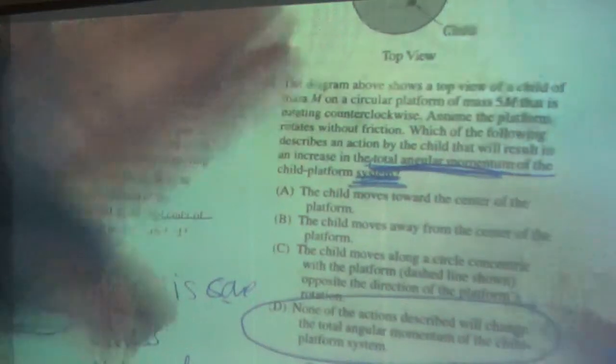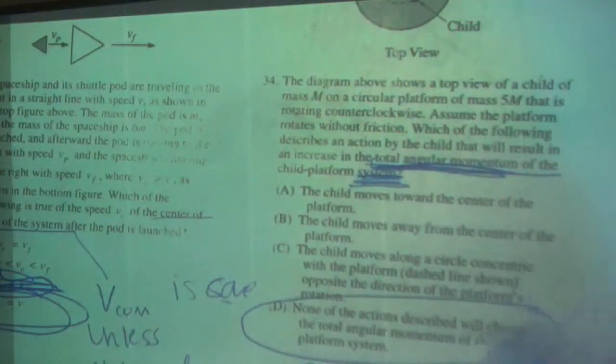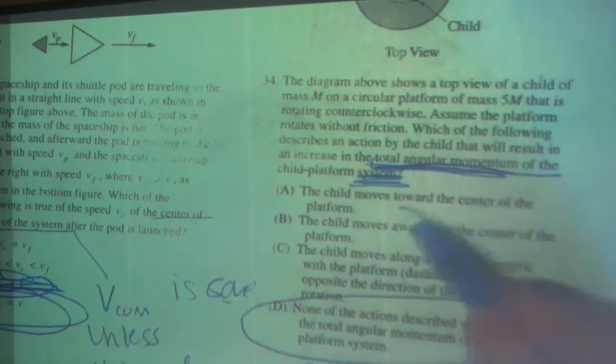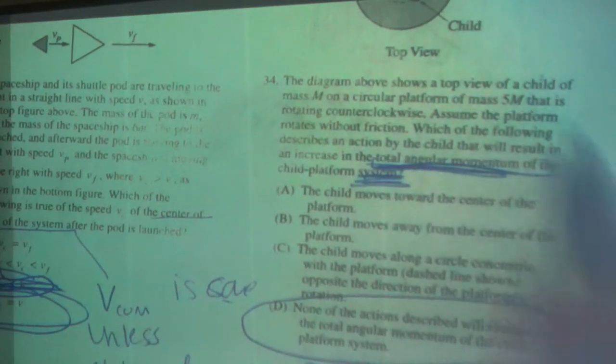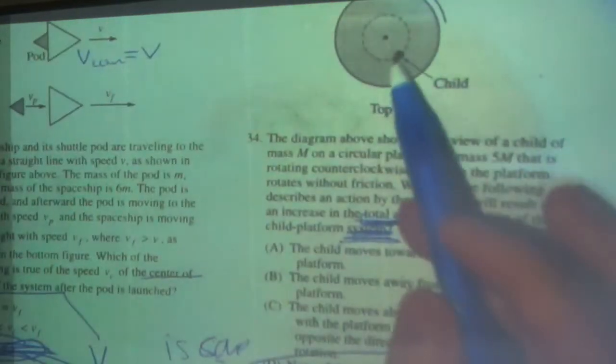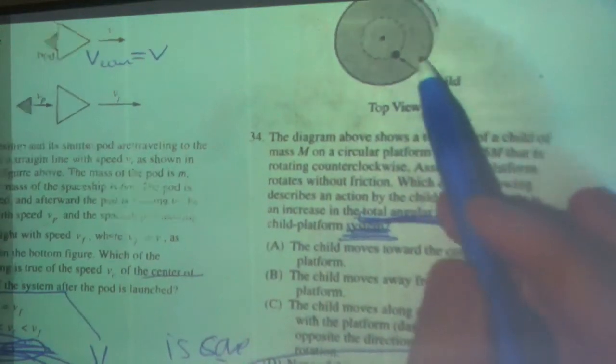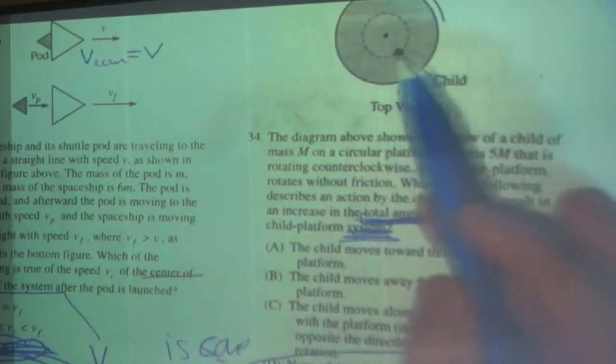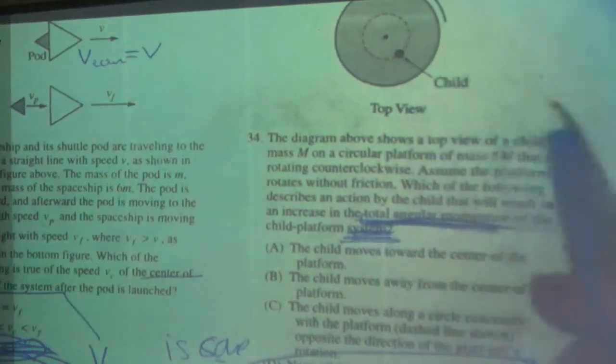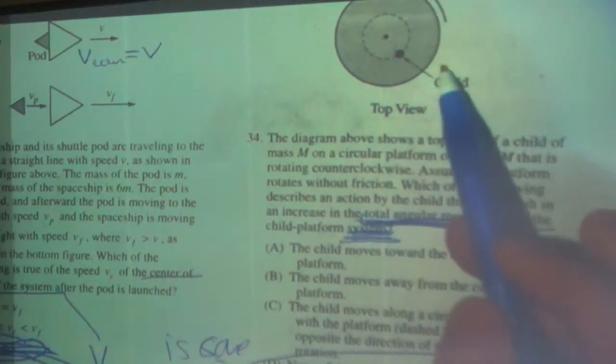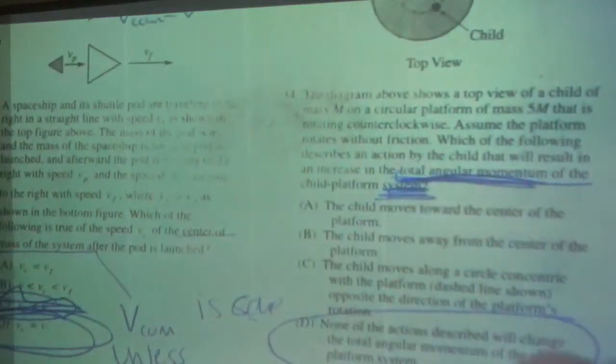None of the actions are going to change the total angular momentum, because moving towards the center or away, or along the circle, those are all forces the child is exerting on the platform. That's between the two objects, right? That is not an external, outside torque acting on it. So none of those would work.